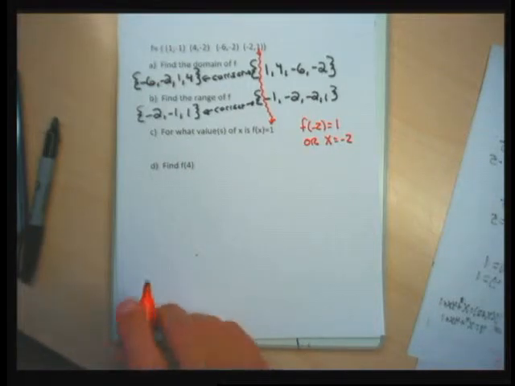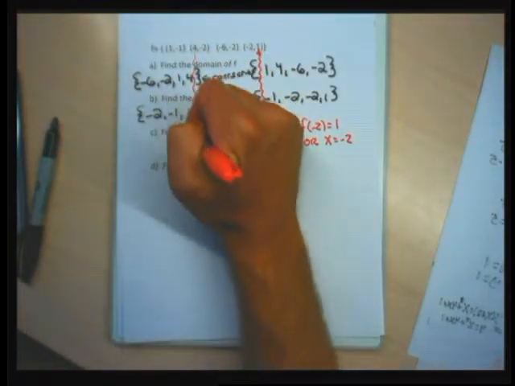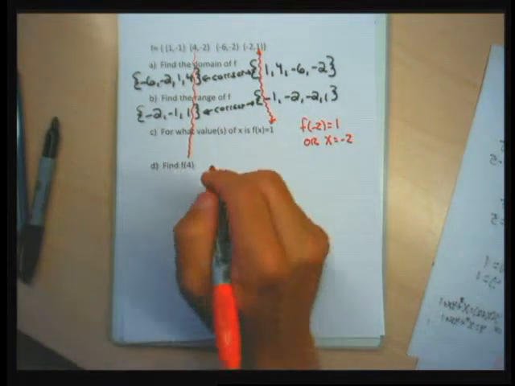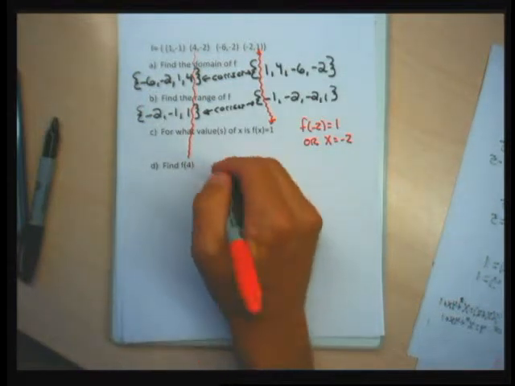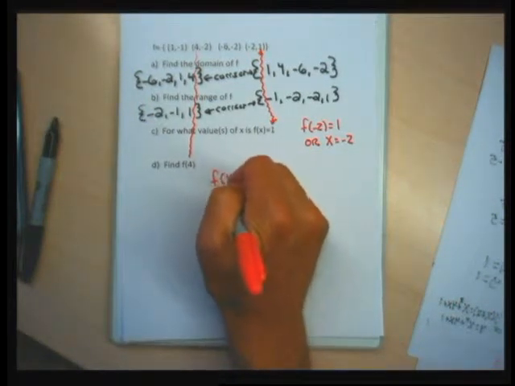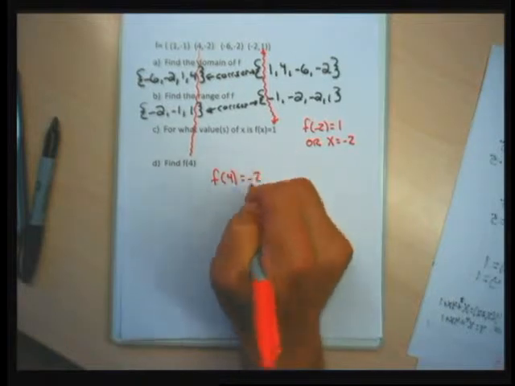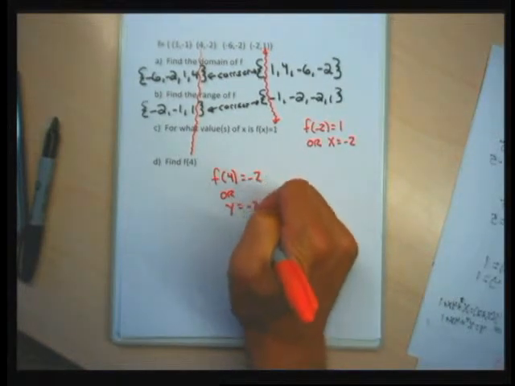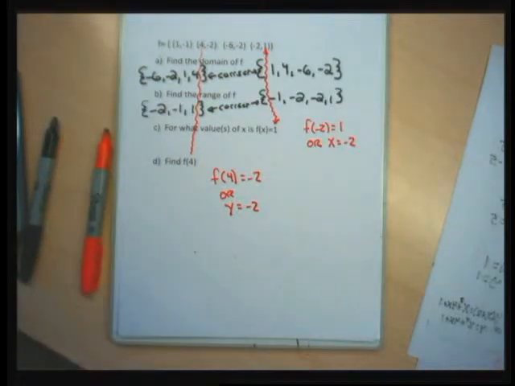Part D, the number 4, because it's in parentheses, stands for an x value. It wants me to find the corresponding y value. For my answer, I can say f of 4 equals negative 2, or if I don't want to use the function notation, I could just say y equals negative 2.